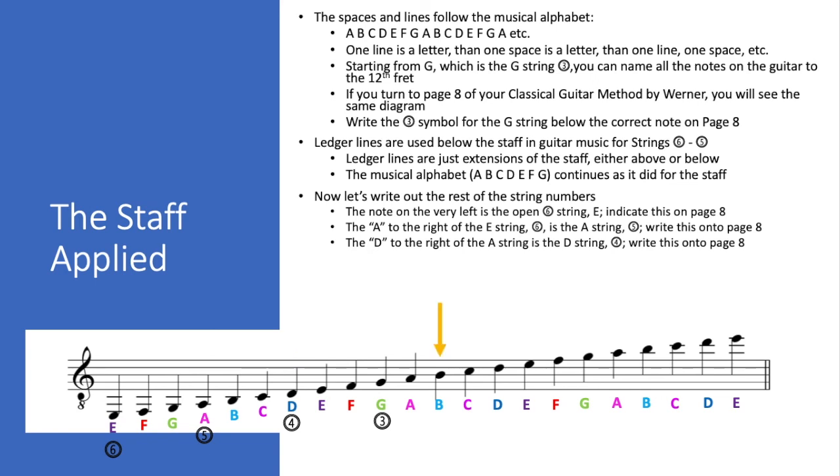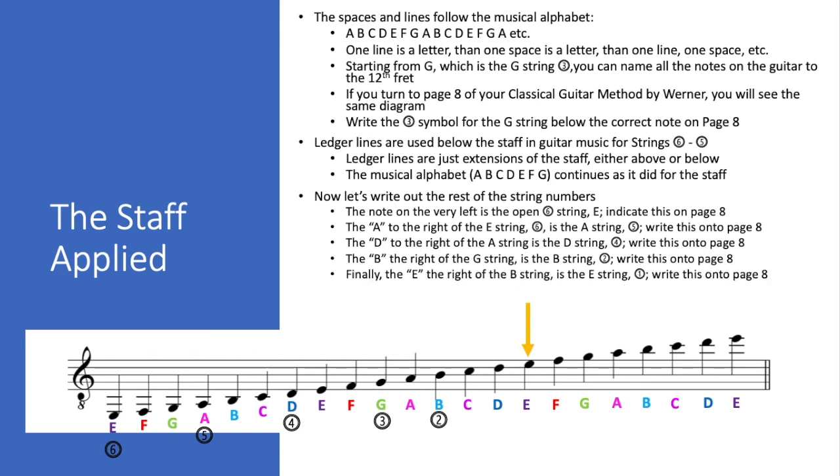All right, since we've done the 3rd string, let's go to the right of that to find B. This is the B string. So write the string symbol underneath it, the 2 in the circle. Last but not least, the E to the right of the B string is the E string. So put a 1 underneath that, and now we've covered all 6 open strings.